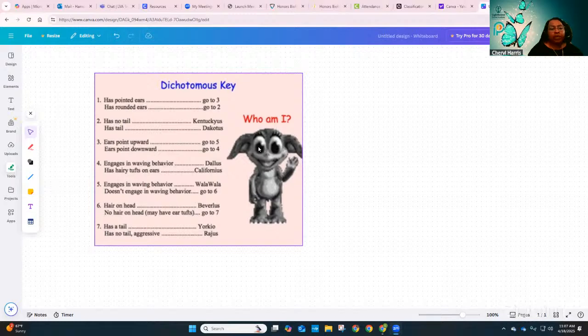If you look at him, he's got pointed ears. He does not have rounded ears. So we're going to say, go to number 3. Number 3 looks at, does he have a tail or not? He has no tail.